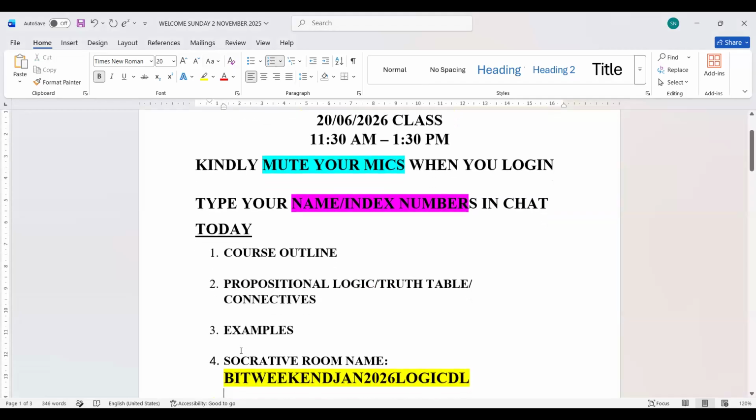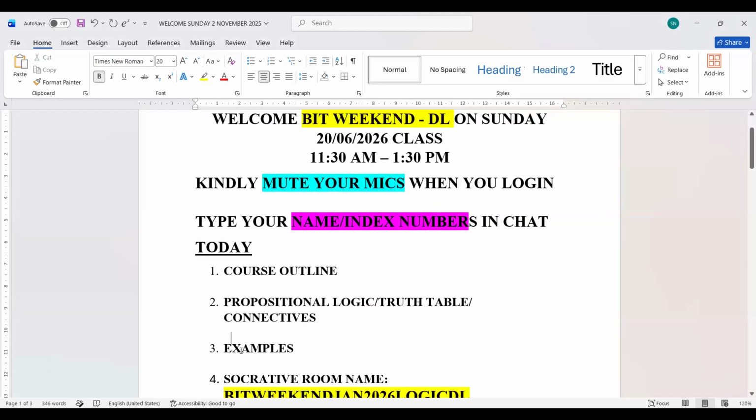We'll see a lot of examples. I've already shared the Socrative room name, and I could tell some of you are getting all correct. I don't know what you did to get all correct. I hope you are doing it from your own work, well, let's see how it goes. But so far, it seems as if you are acing the whole thing. Okay, so let's start with the course outline.